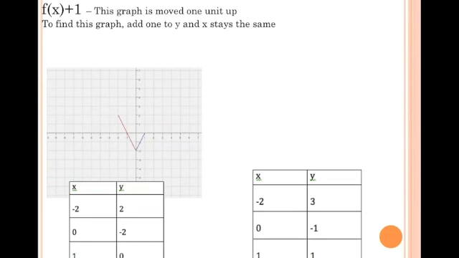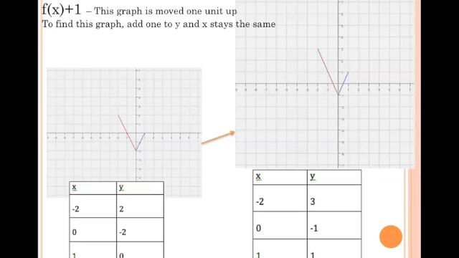When 1 is added to f of x outside of the parentheses, the graph is moved 1 unit up. To find this graph, you would add 1 to y and leave x the same. The transformed graph would look like this.